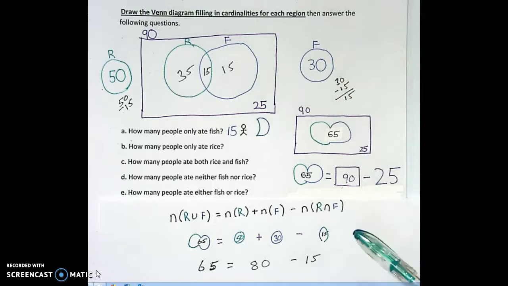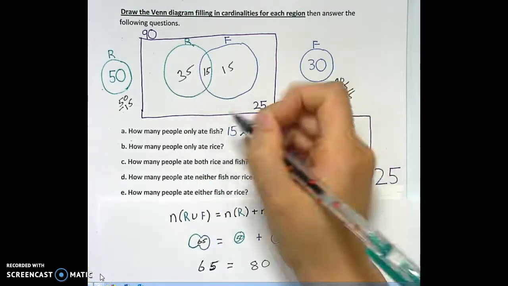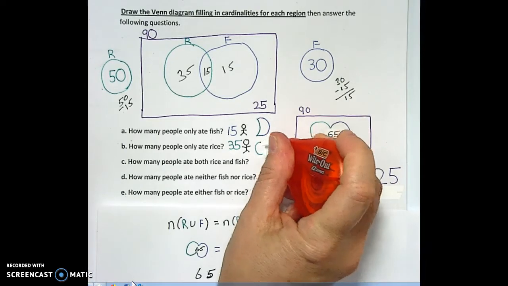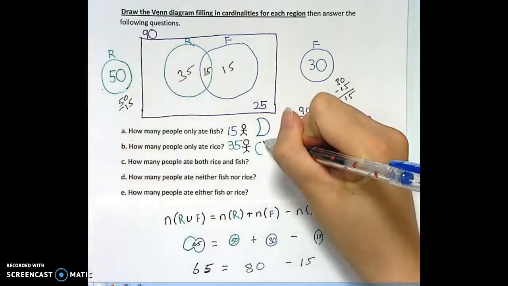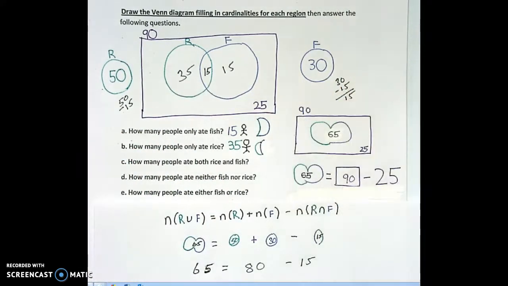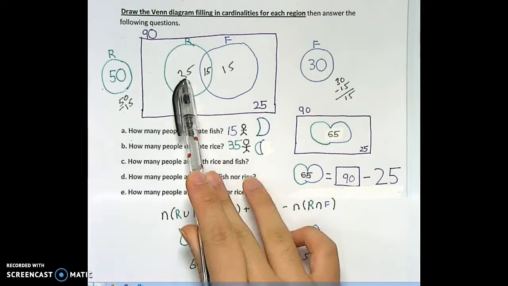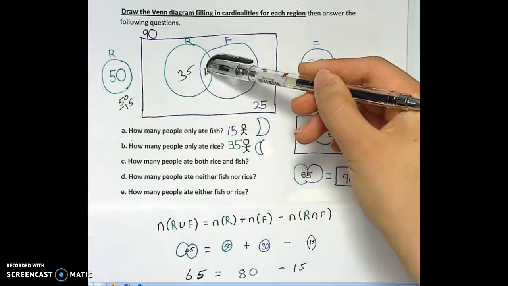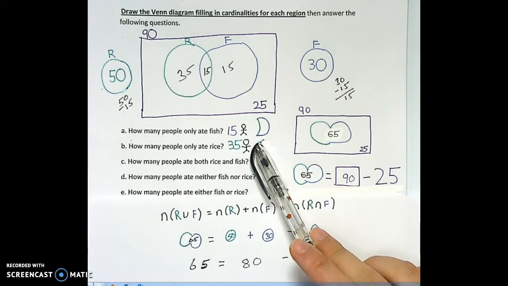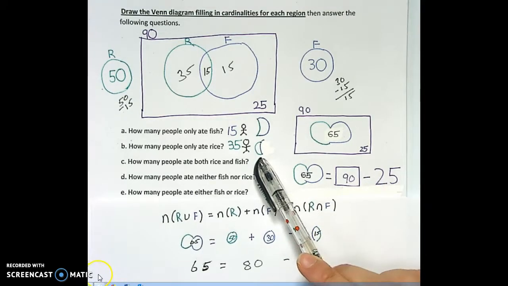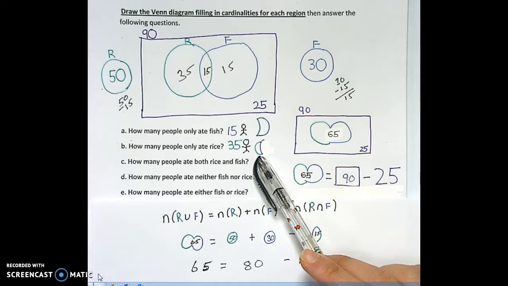How many people ate only rice? 35. Let's get that in there. Probably just point at the 35 people, because then we're going to move on. Okay, show them that moon. We've got the 35 people from that left crescent moon shape of eating only rice.